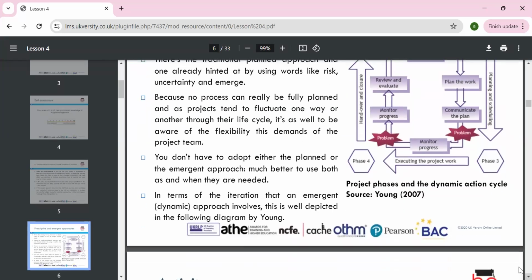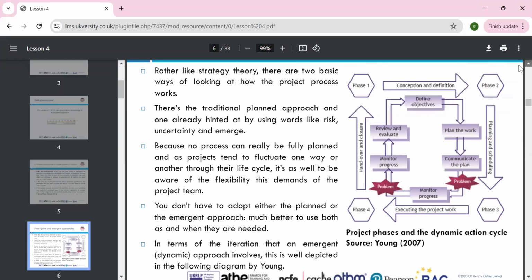You don't have to adopt either the planned or the emergent approach. It is much better to use both as they're needed, in terms of the interaction. That is the dynamic approach, which we can see in the diagram as well, and we can look at this.